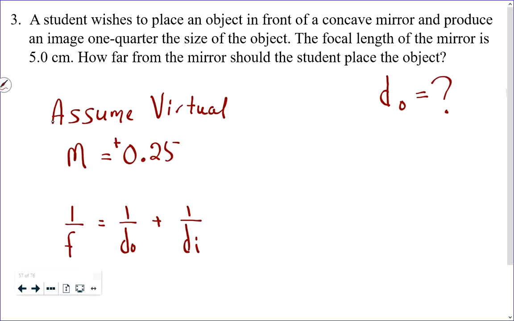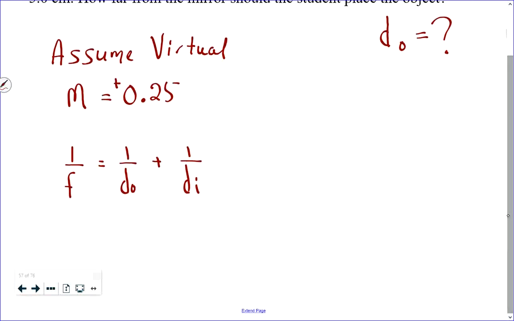The focal length is 5. And I'm not going to put units in my work here because I don't want you to focus on the units. I want you to concentrate on the math and the physics. Now the problem here is I cannot solve this for dO because I don't know dI, right? But I know that negative dI over dO is 0.25. So I'm going to solve a system of equations.